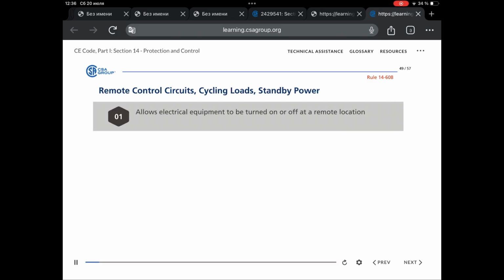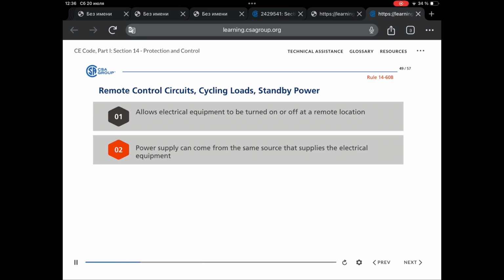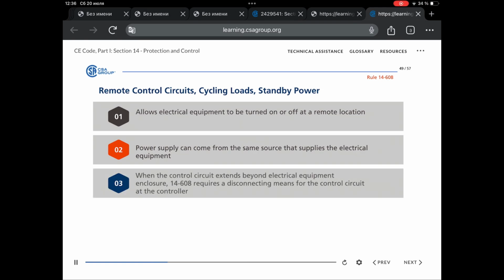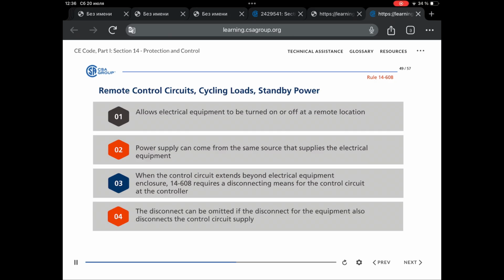A remote control circuit allows electrical equipment to be turned on or off at a remote location. The power supply can come from the same source that supplies the electrical equipment. When the control circuit extends beyond the electrical equipment enclosure, 14-608 requires a disconnecting means for the control circuit at the controller. This disconnect is not necessary if the equipment disconnect also disconnects the control circuit supply.